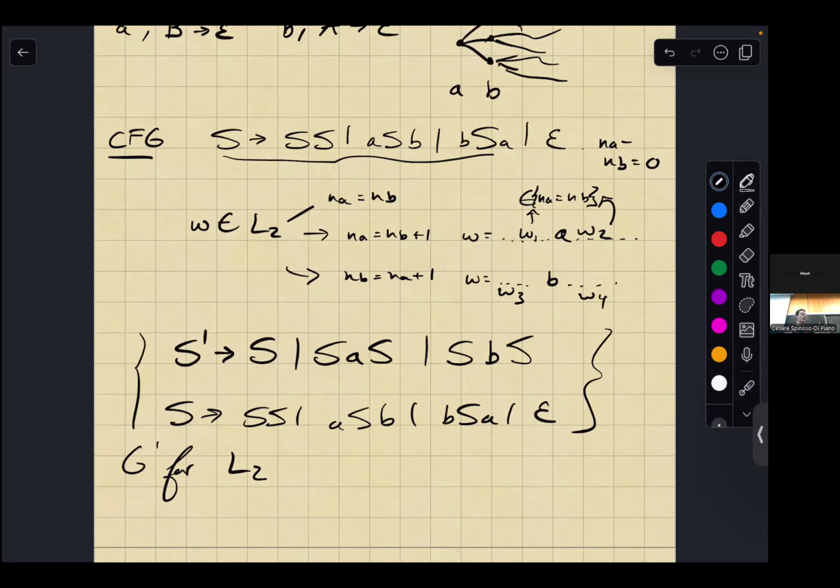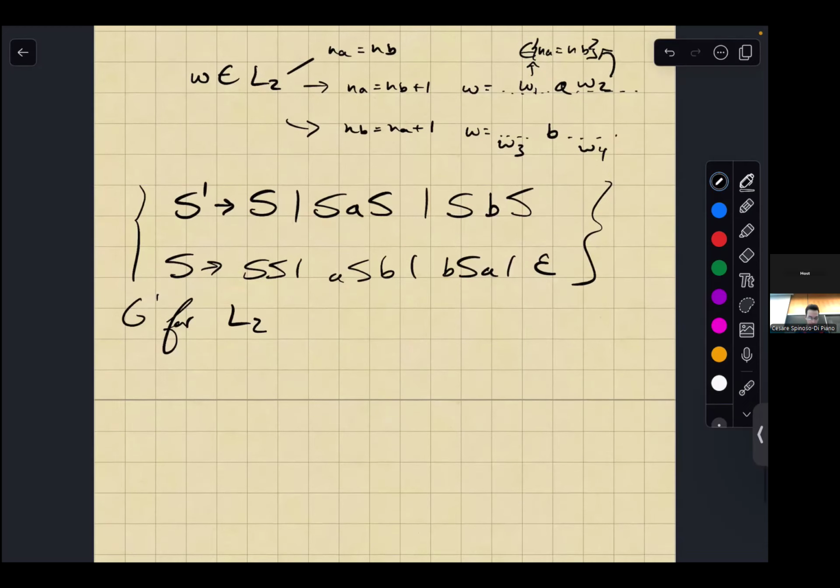Okay, does this make sense? Yeah? Okay, many nods, good, great. Now, I'll leave this as an exercise because I'm running out of time in the lecture. So just a question for you: is this grammar ambiguous? Try this out. I'll leave it as an exercise.